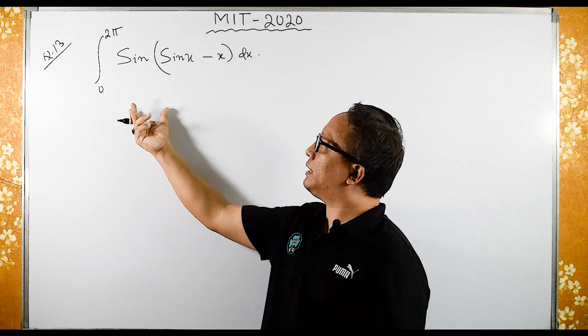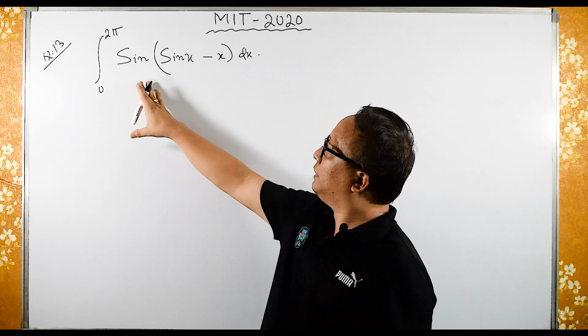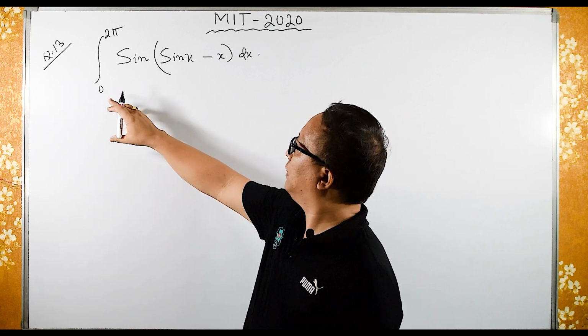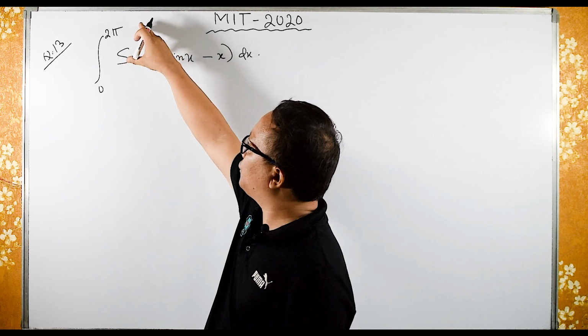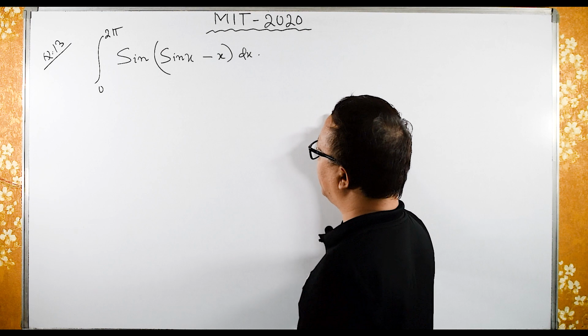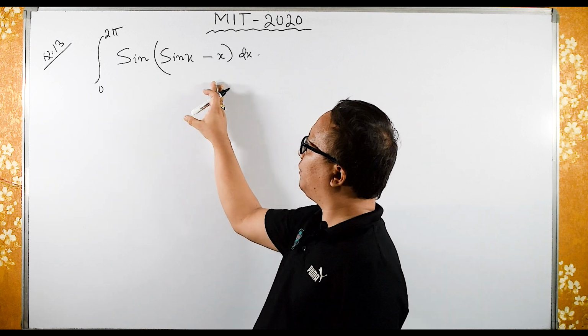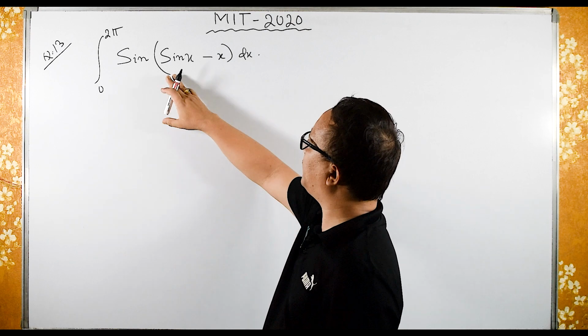This integral was asked by MIT 2020, question number 13. This can be solved many ways. Here the limit is from 0 to 2 pi, so we can convert 0 to 2 pi into 0 to pi and pi to 2 pi, and we can find this area also. Otherwise, we can solve this by expanding.